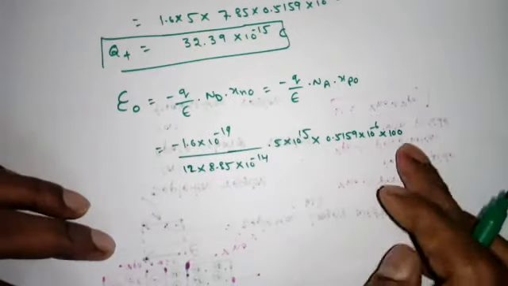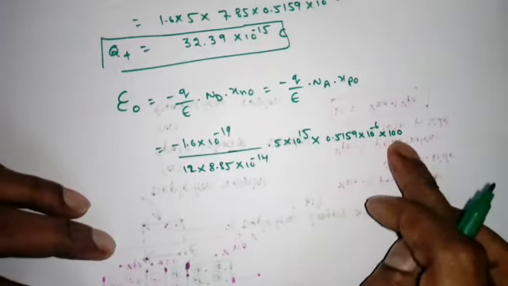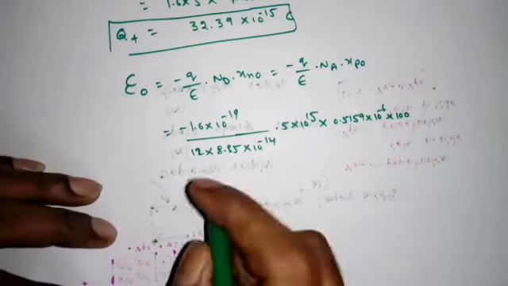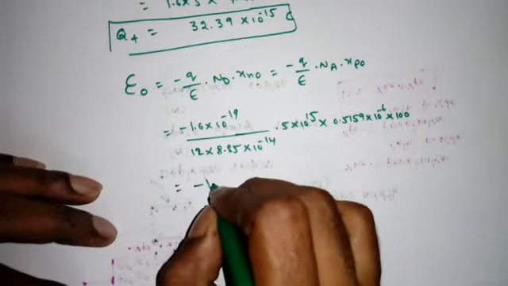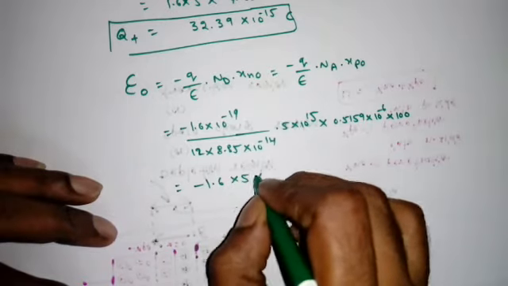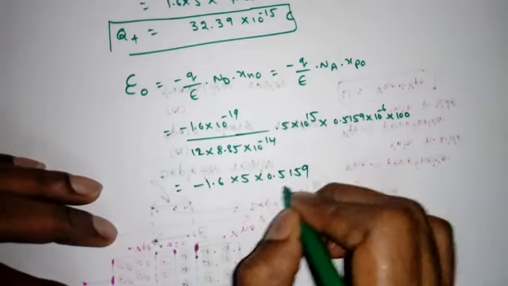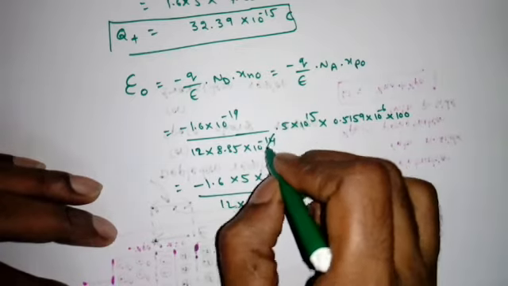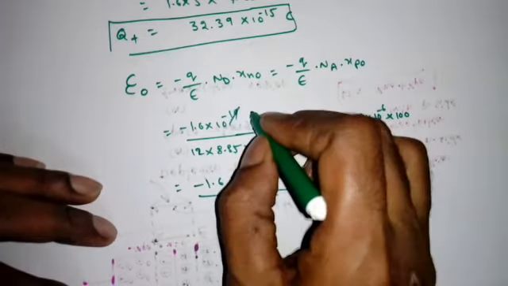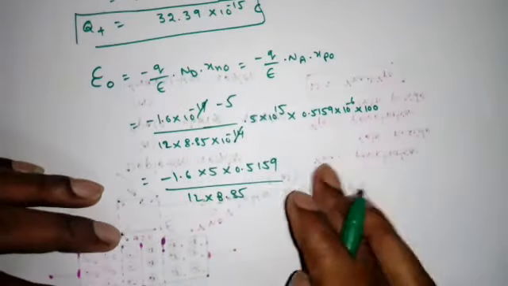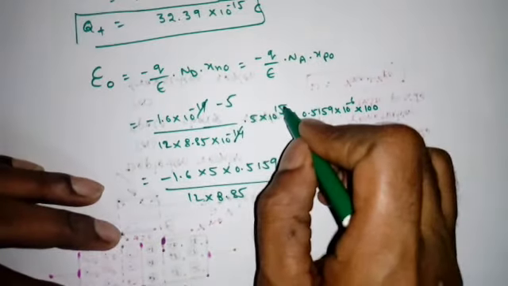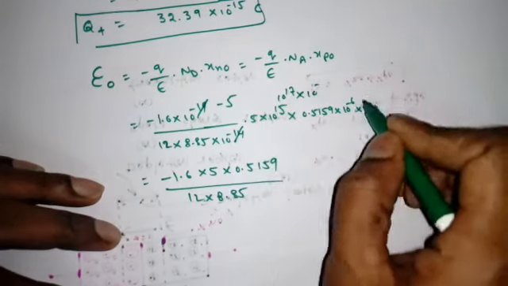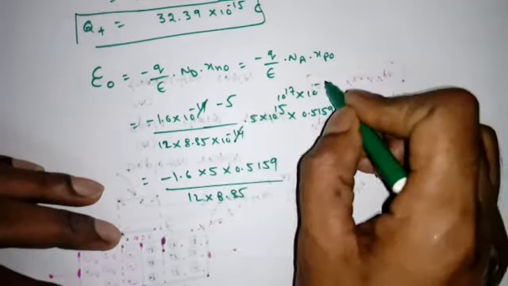So it should not be in meters, we have to convert it into centimeters because Nd is in centimeters, right? So this will become minus 1.6 into 5 into 0.5159 by 12 into 8.85. 10 to the power minus 14, so you will get minus 5. So here, 15 plus 2, so 10 to the power 17 into 10 to the power minus 6, 5, so 11.